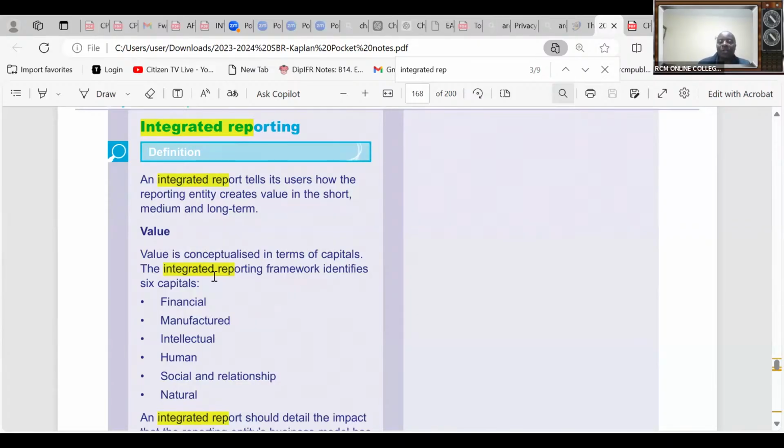Then we have your intellectual capital. Intellectual capital, you're looking at the trademarks, all right? Trademarks, copyrights, it is those things. Then we have human resources, and ensure that your staff are trained very well. When they are trained very, very well, of course, you'll be able to have a competitive advantage. Then we have social and relationships capital.